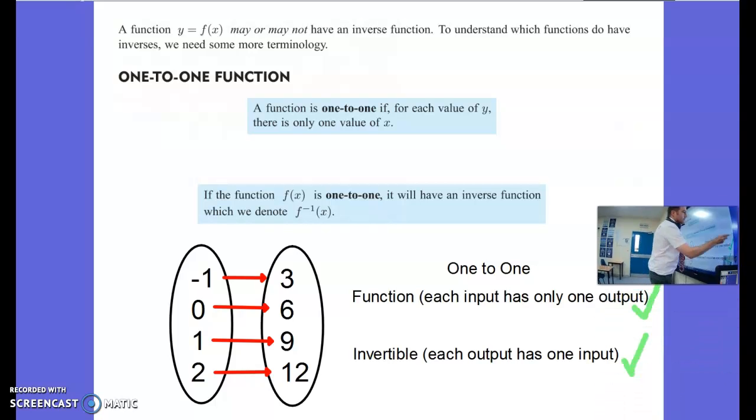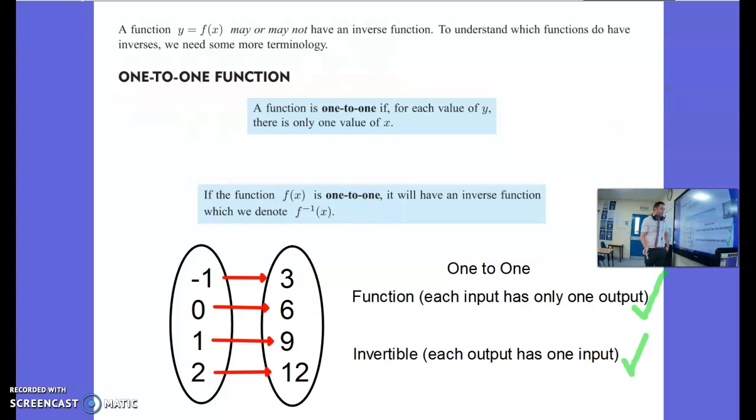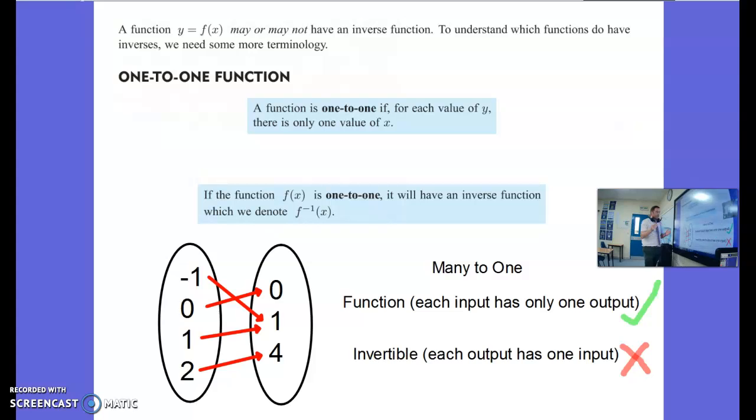So we can say that this set of mappings here is a function because each input has one output, and it's also invertible because there is only one input for every output. If I look at this example, we have what we call a many-to-one mapping. I think this is going to be squaring, so you can see when I square -1, I get 1. When I square 1, I get 1. So this is a many-to-one relationship. This is not invertible, and we'll show that graphically in a second.